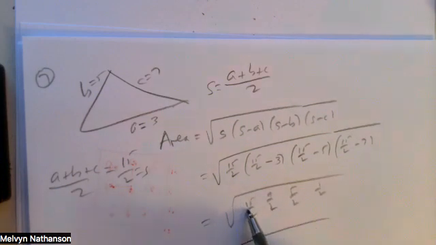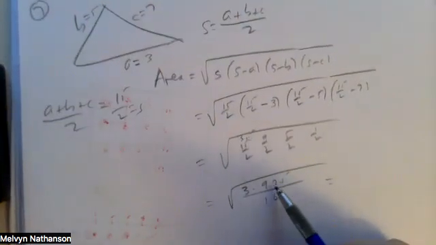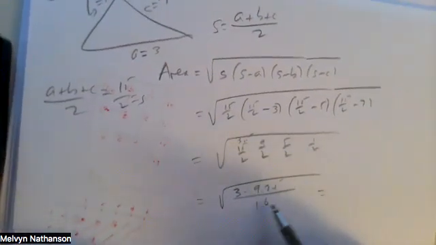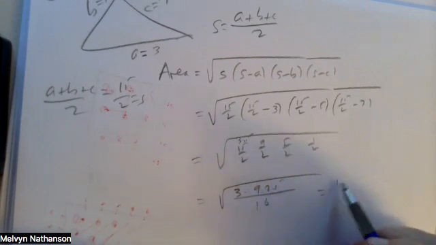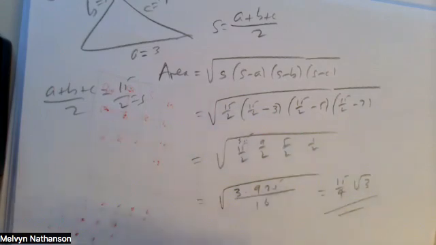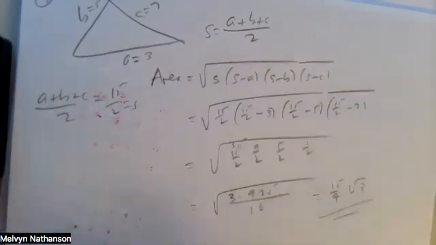So this is the square root, 15 is 3 times 5. So this is 3 times 9 times 25 over 16. So if I take the square root, the square root of 9 is 3, the square root of 25 is 5, the square root of 16 is 4. So 3 times 5, I have 15 over 4 times the square root of 3, if I did this correctly.